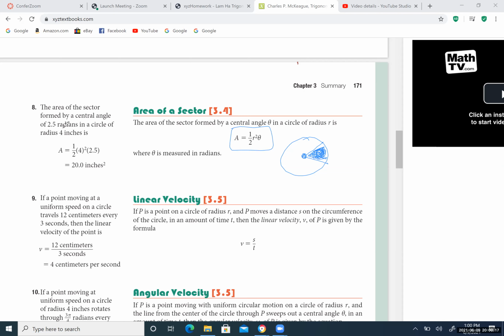In the example, we say the area of the sector formed by a central angle of 2.5 radians, which I've just named right there. Central angle is theta. In a circle, the radius is 4. I'm sorry, this is not the radius. The radius is 4. The angle is 2.5 radians. So we have A equals one half R squared theta, where theta is the angle, 2.5. You multiply all of it and you get the shaded area, which we call the area of the sector.